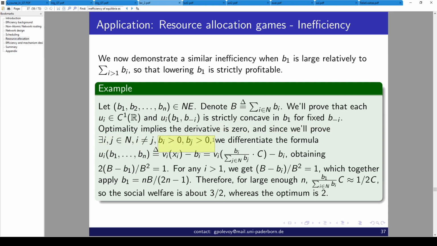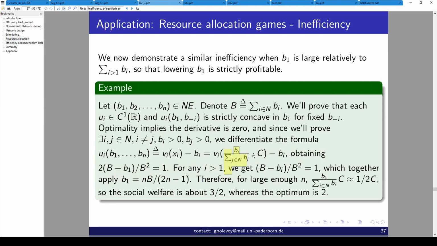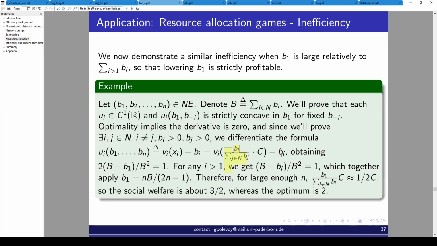Then, for some neighborhood of that equilibrium, you can just use the formula of this ratio between Bi and the sum of the others, because at least 2 players play positive. And therefore, using the formula and differentiating and equating the derivative with 0, we obtain this condition: 2(B capital minus B1) divided by B squared is 1.